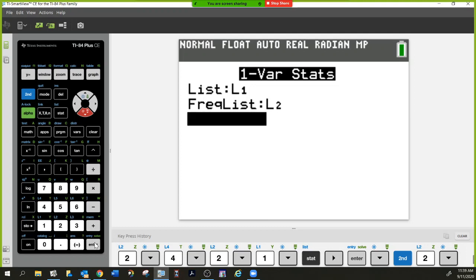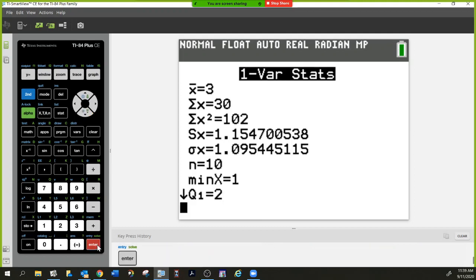Wait, how did I get to this screen? Stat, and then go to Calc. It's the second menu. And then it's one variable stats. I'm waiting for everybody to get there before I hit enter. I'm going to hit calculate now. It's going to do some stuff.